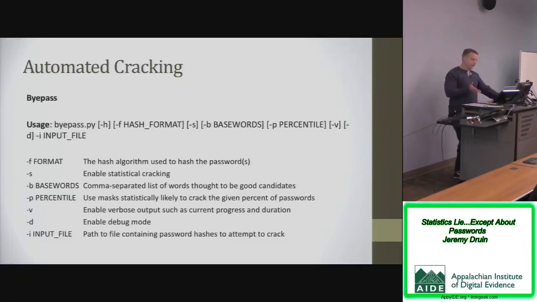So with those goals in mind, I created Bypass, and it's essentially a wrapper around John the Ripper. It's a Python program that interacts with John and gives it commands and work to do, looks at the results that are returned, and then that goes back and forth through several iterations until a certain number of passwords are cracked, and then it can do the analysis.